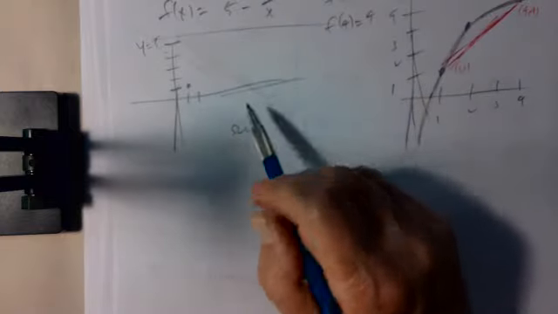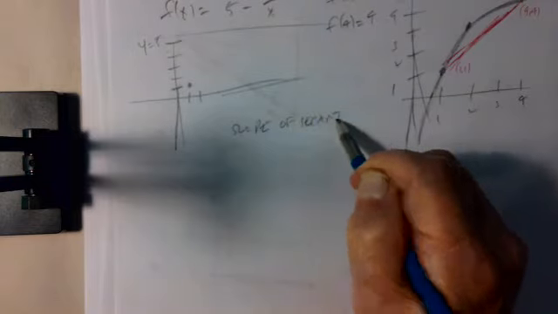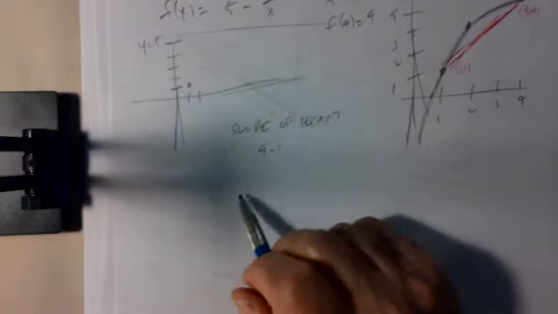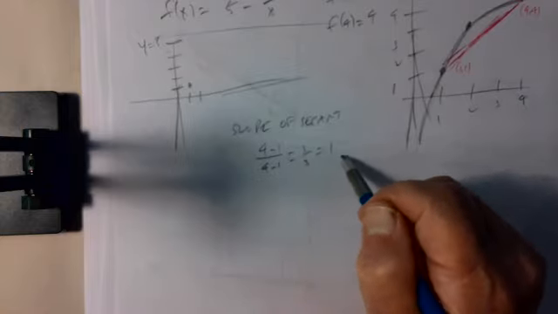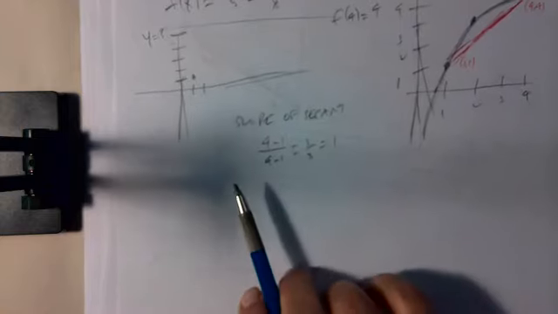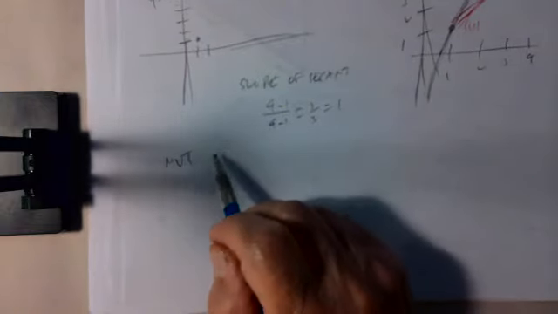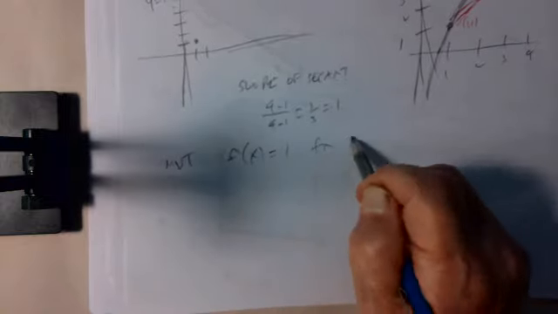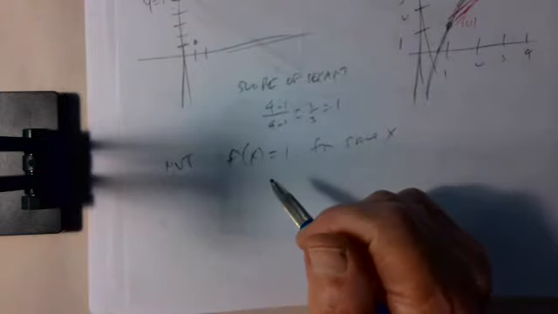And the slope of the secant is 1, because as you go from 1 to 4, the rise is 3, the run is 3. So the slope of the secant is 1. So the mean value theorem says, f prime of x equals 1 for some x. How do you find it?